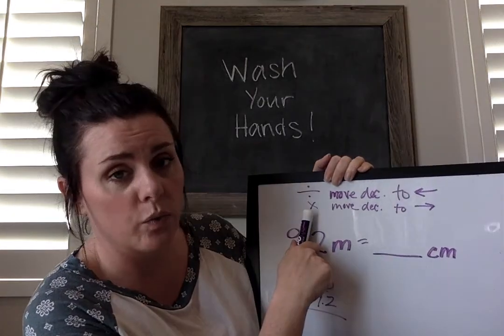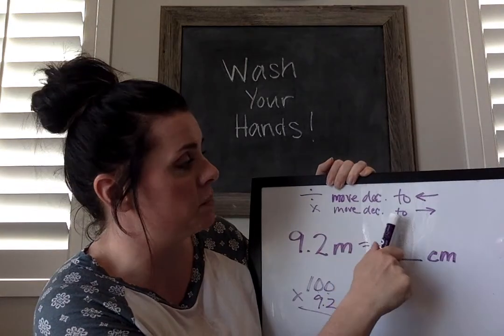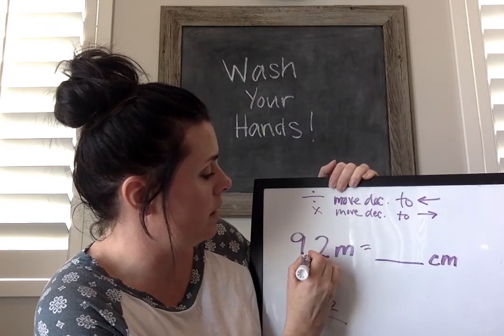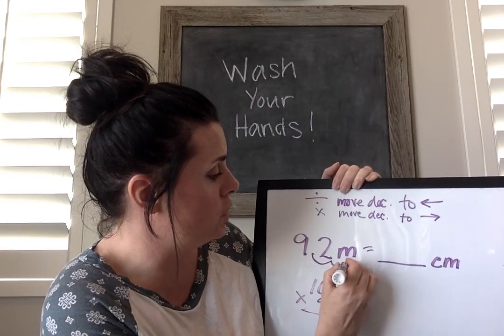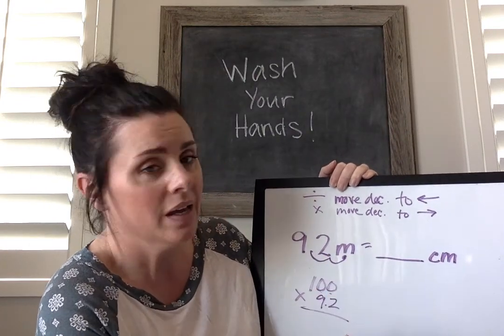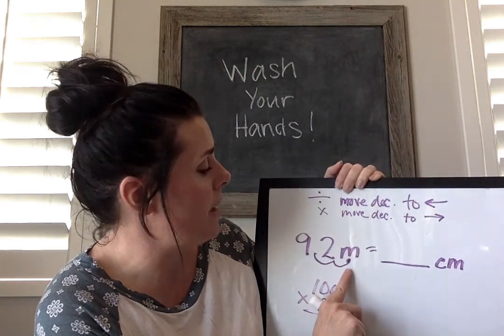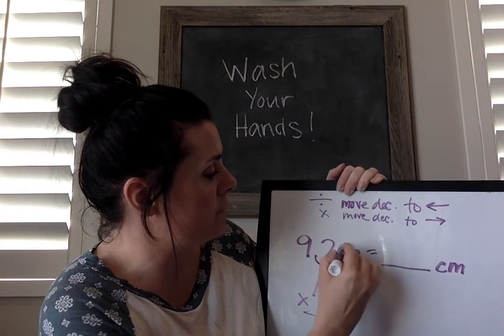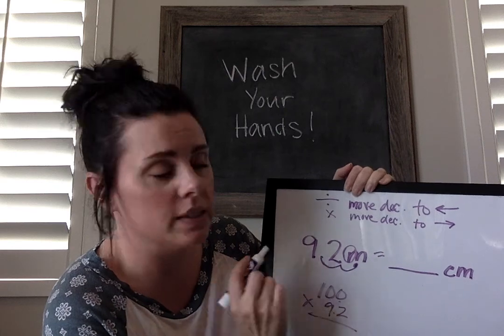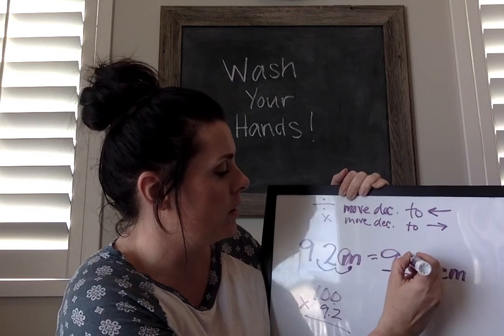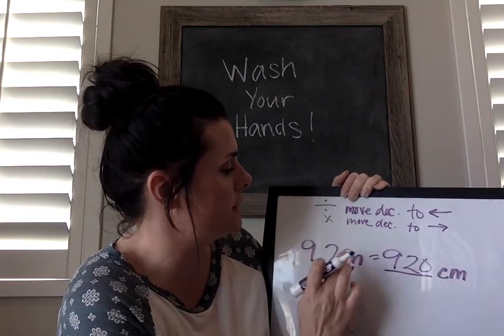And that's right here. If we're multiplying, we move the decimal to the right. So I'm going to start right here. I'm going to move it to the right 2 times. Now, yes, I am where that M is, but remember if we have a blank spot, and we learned that before, we put in a 0. So we're going to do 920 centimeters.